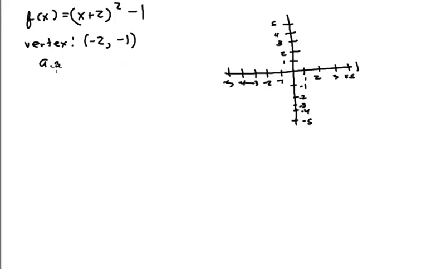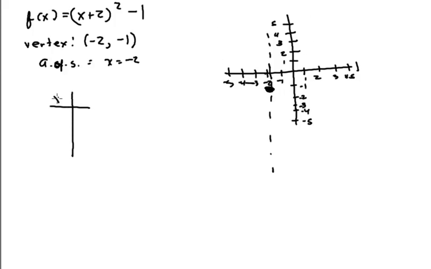Our axis of symmetry is going to be x equals negative 2. It's always x equals that. It's a vertical line. So we have our vertex at (-2, -1). Here's our axis of symmetry, going through that point. If you look at our original equation, the coefficient here is just a positive 1. That tells us that our parabola is going to open up.